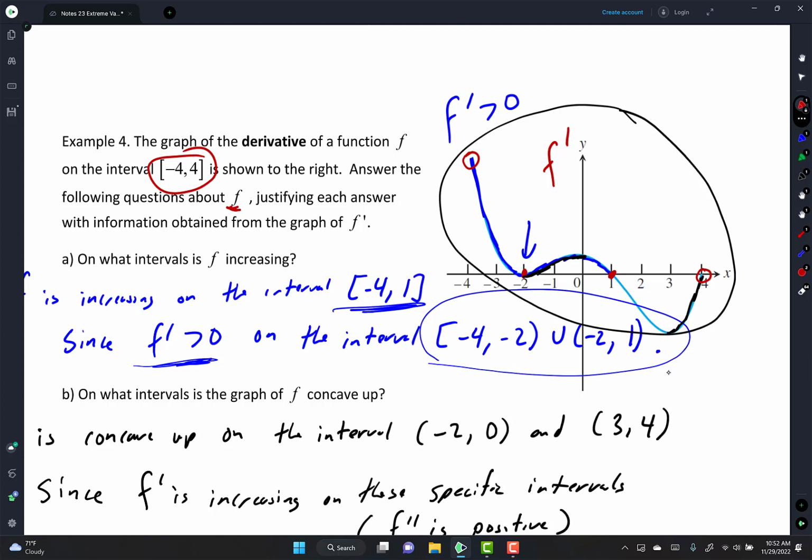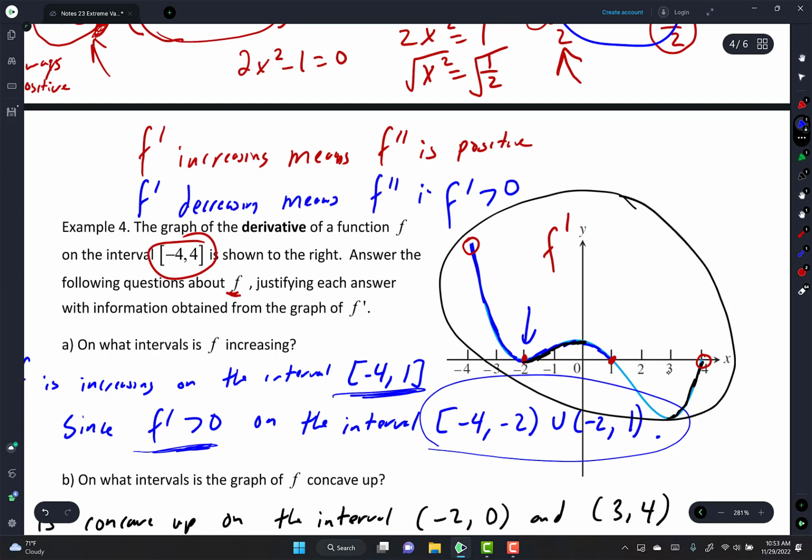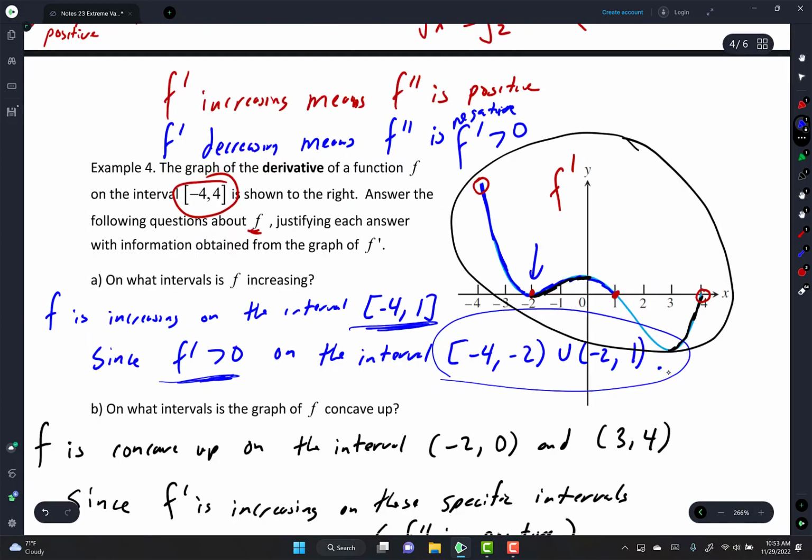Okay, just put it in your head real quick. F prime increasing means f prime prime is positive. I'm going to write the next statement in blue. F prime decreasing means f prime prime is negative. Does that make sense? All right, let's look at this graph.